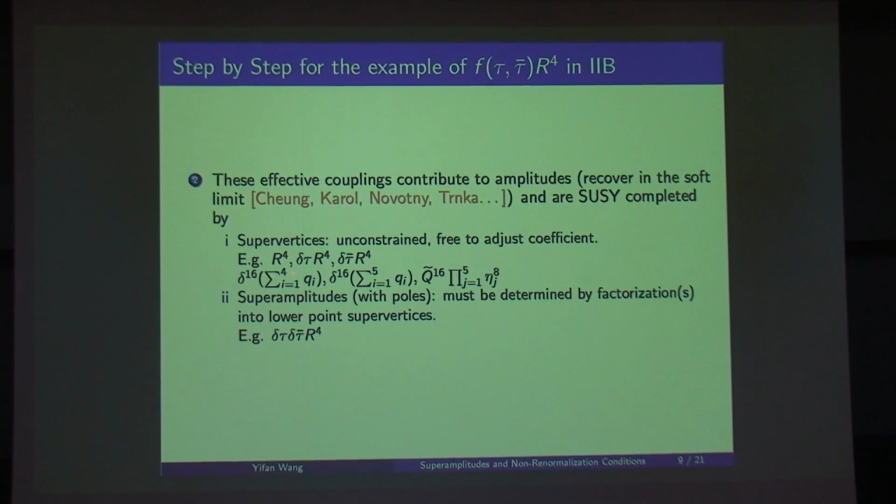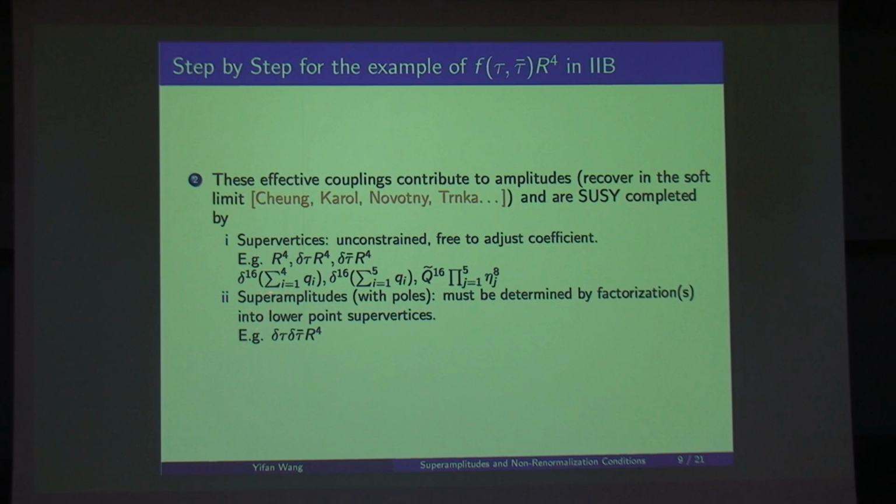Okay? And this kind of 4-, 5-, 6-point couplings at a derivative order can be supersymmetrically completed by this kind of supervertices. These are expressions in terms of the pure supersymmetric variables which satisfy the supersymmetric Ward identities. And they are not subject to factorization because they have no poles.